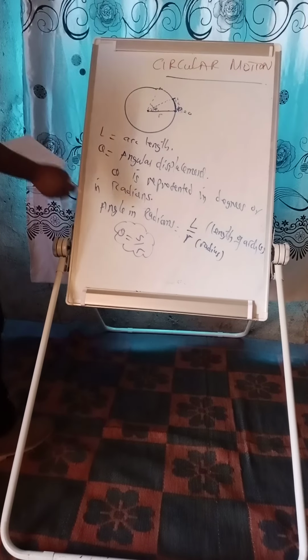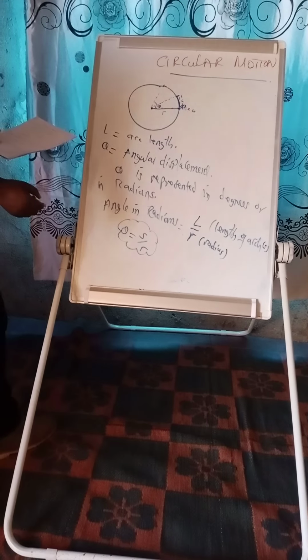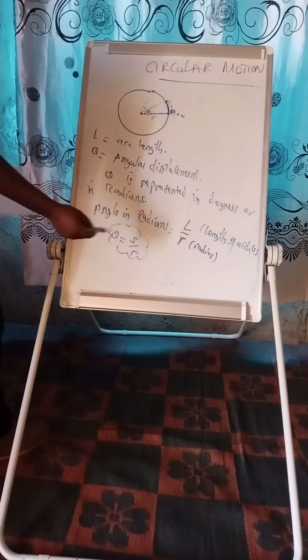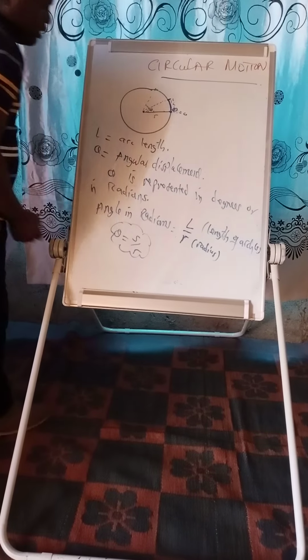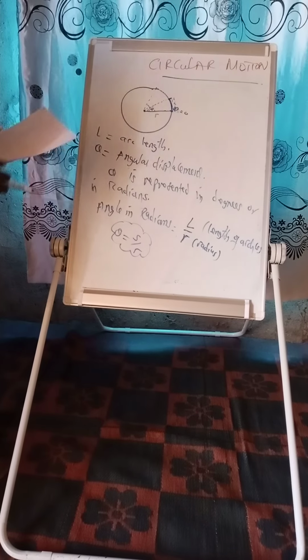So we find that theta is simply a ratio, because S and R are both measured in meters. It is unitless, just a ratio.